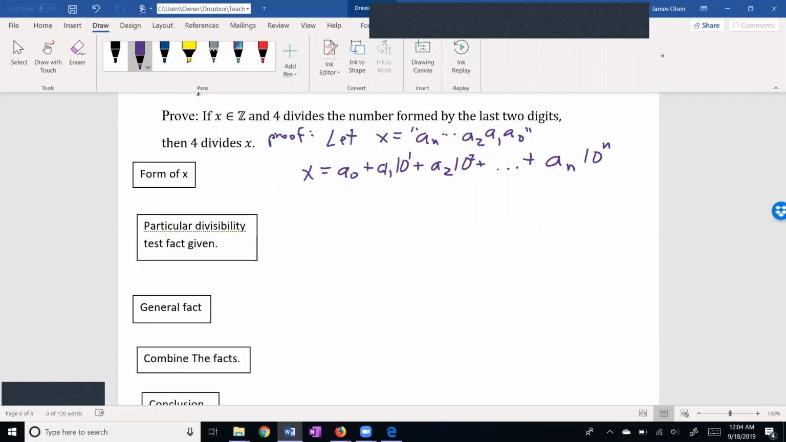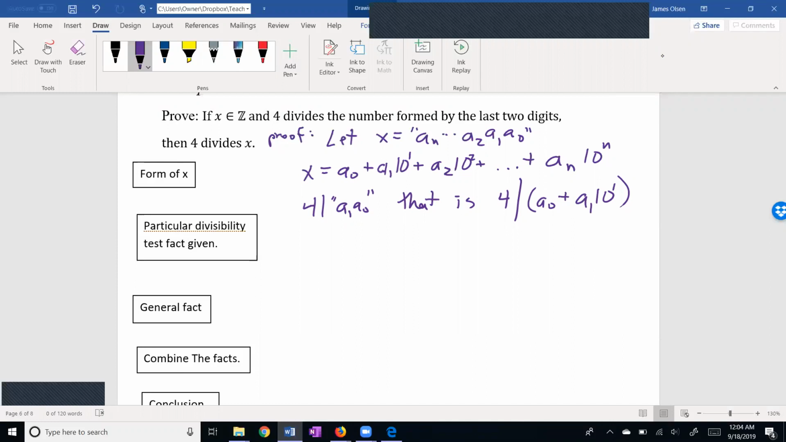Now we look at our particular fact. Our particular fact is that 4 divides the last two digits, a1, a0. That is, 4 divides a0 plus a1 10 to the first. That's our particular fact. Now we want our general fact.